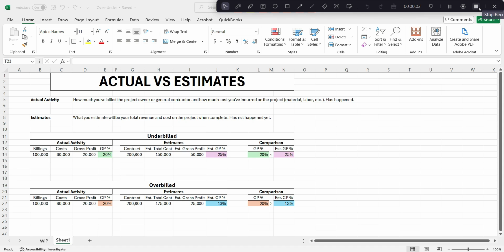So how do you tell if you're underbilled or overbilled on a project? Well, you need two different sets of data. One is based on actual activity and the other is based on estimated activity.